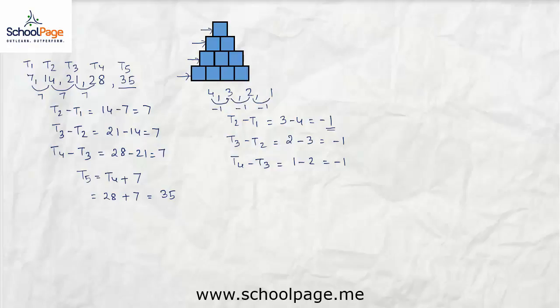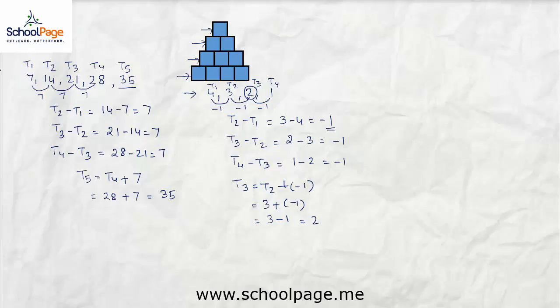Suppose I had to find this term, that is T3. Then for that I have to look at the term T2 and add the fixed number, which is minus 1. So we have 3 plus minus 1. So 3 minus 1 equal to 2. Hence we get T3 as 2.